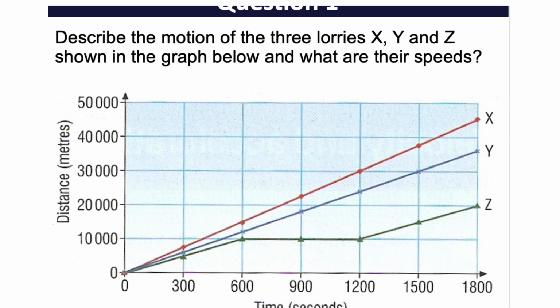Summary. Lorry X moves at a constant speed of 25 meters per second. Lorry Y moves at a constant speed of 20 meters per second. Lorry Z moves at a constant speed of 16.7 meters per second but is stationary for 600 seconds, from t equals 600s to t equals 1200s.